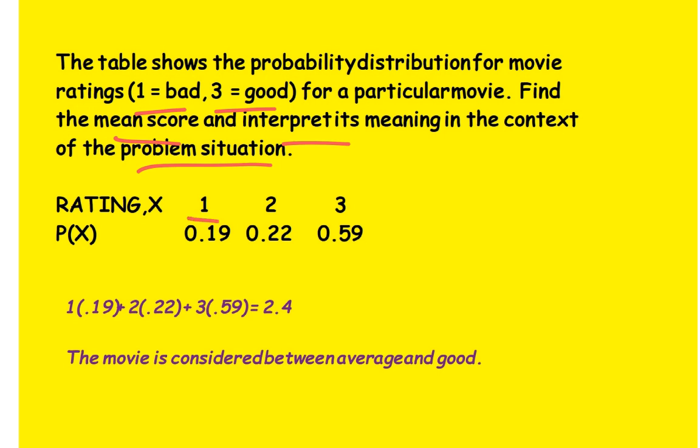So a rating of bad, 19% rated it bad. 2 is average, 0.22, and 3 is good, so 0.59. So 1 times 0.19 plus 2 times 0.22, it's probability, plus 3 times 0.59, and add all those up, it gives us a 2.4. Notice there's not a 2.4 on there, but it's in the middle here. So the movie's considered between average and good. It's not average, it's not good, it's right in the middle. It's a little bit more on the good side than the average side.